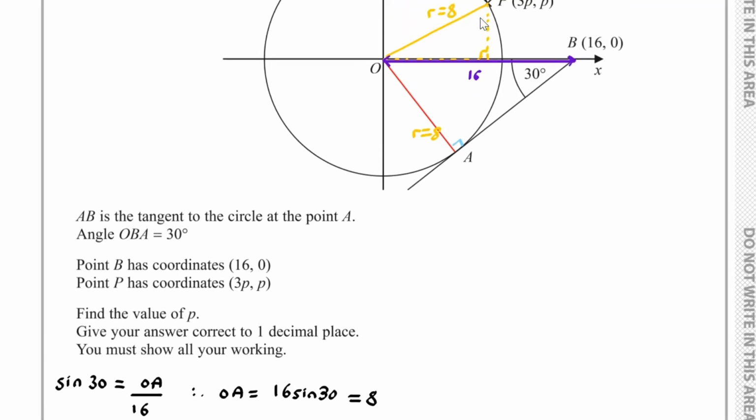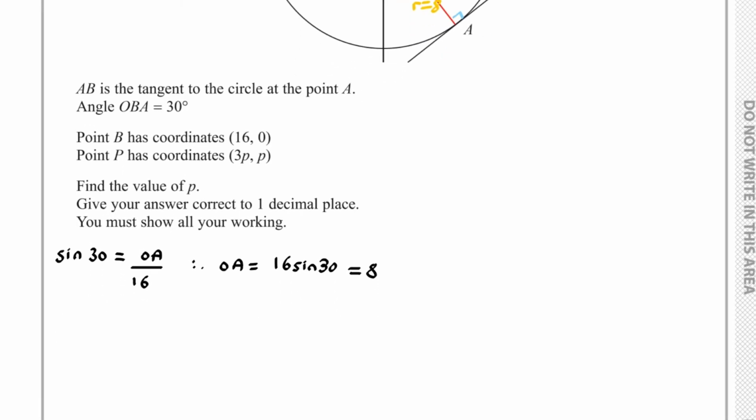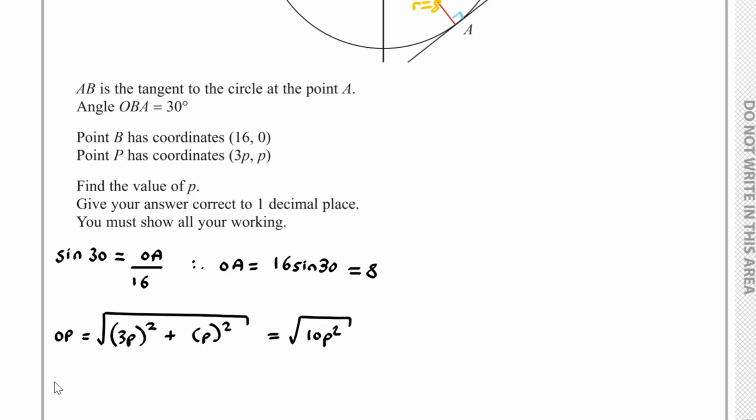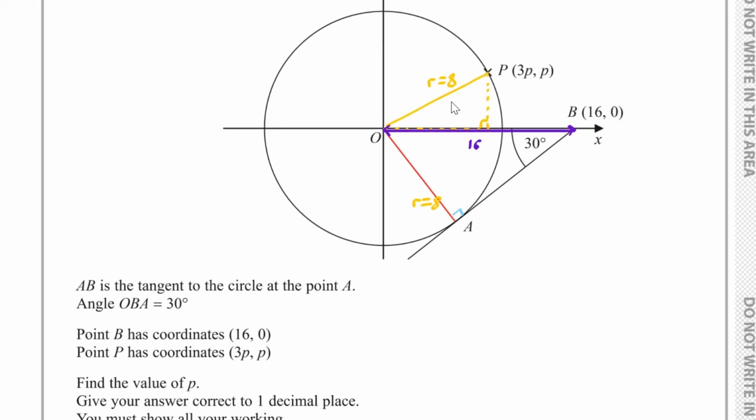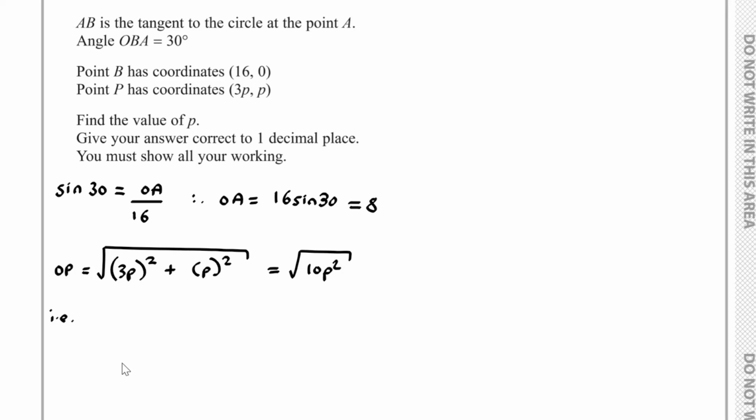And if we use Pythagoras over here, we have OP, which is equal to 3p squared plus p squared, square rooted, which turns out to be the square root of 10p squared. So this over here corresponds to the radius. So in other words, the radius, which is equal to 8, is also equal to the square root of 10p squared.